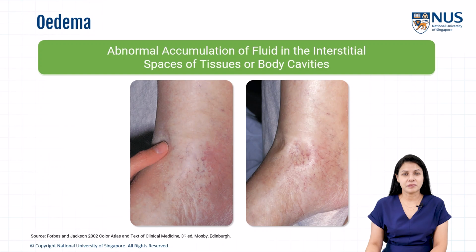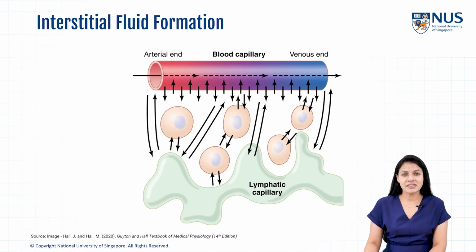fluid is present. The formation and reabsorption of interstitial fluid primarily depends on Starling's forces. Capillary hydrostatic pressure drives fluid out of the capillaries into the interstitium. Plasma colloid osmotic pressure pulls fluid back into the capillaries. Interstitial hydrostatic pressure resists outward fluid movement, and lymphatic circulation is crucial for maintaining interstitial fluid volume by removing excess interstitial fluid and returning it to the venous system.